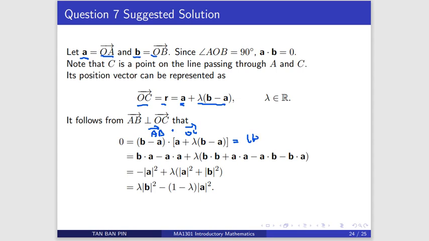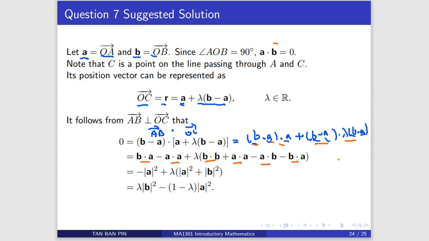If you expand it out, you can first expand it this way: (B minus A) dot A, then plus (B minus A) dot lambda (B minus A). And then we can further expand this out. So it will be B dot A, then minus A dot A, and then lambda times (B minus A) dot (B minus A). If you expand out, there should be 4 terms: B dot B, A dot A, A dot B, B dot A.